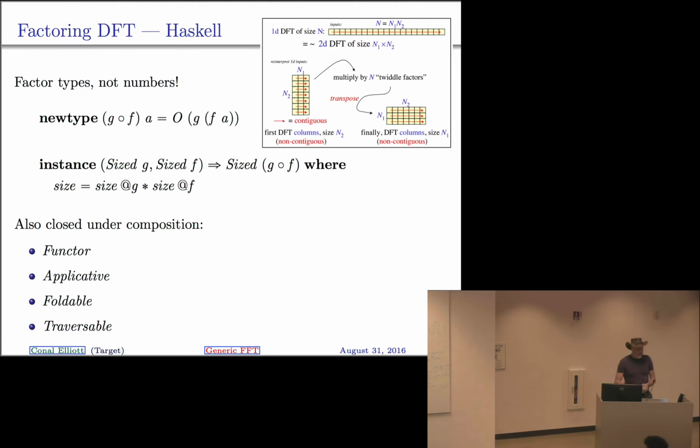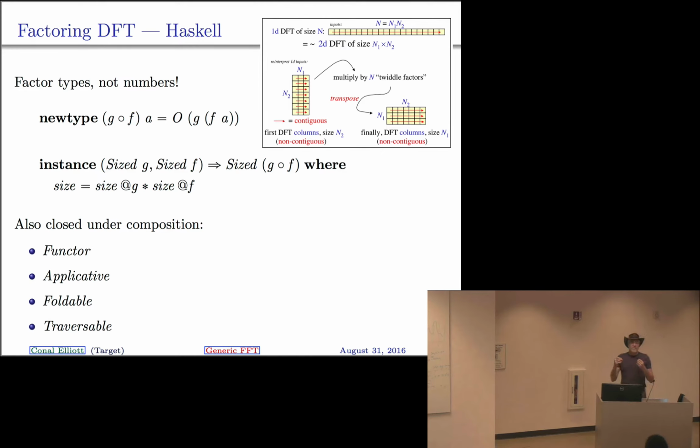All right, so here's the key insight in implementing this in Haskell in a generic sort of way. And by generic, I mean it applies to lots and lots of different data structures. So it was very important to me not to do an array algorithm. I'll talk about that more, why. Mainly because array algorithms just don't compose nicely. All right, so the key insight is don't factor numbers, but factor types instead.